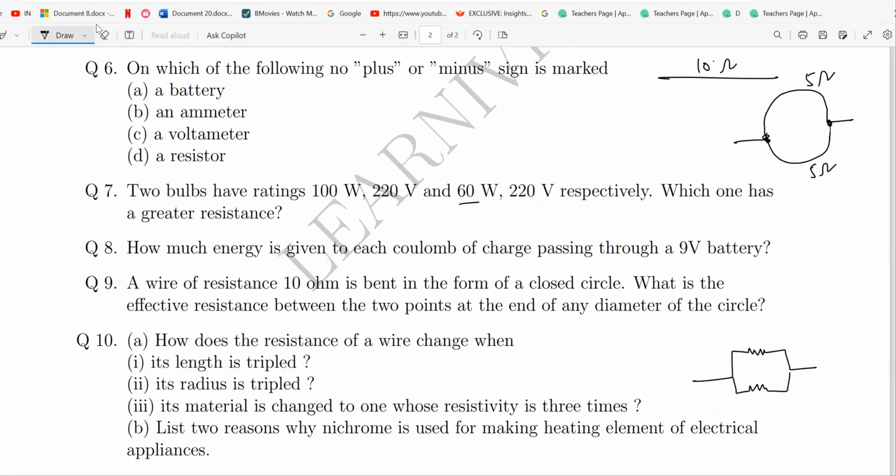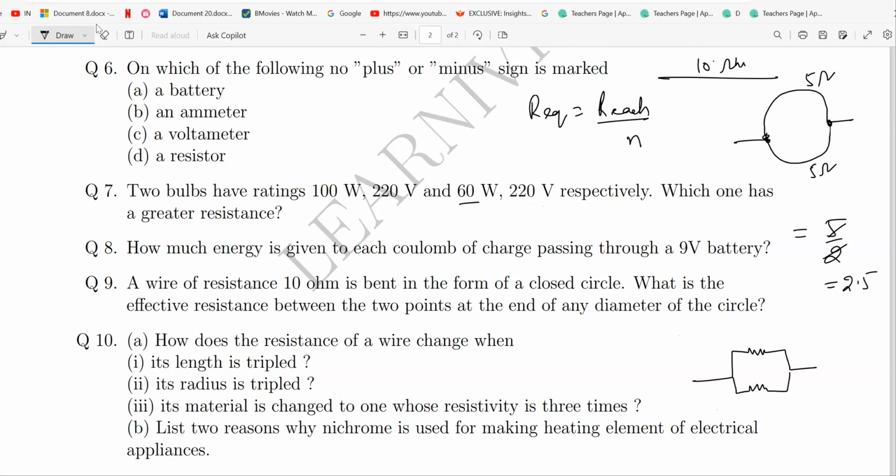Got it? So here, if you take out the equivalent resistance, R equivalent in parallel is equals to R each, if they are the same, divided by N. So if the two resistors of 5 ohms are connected in parallel, you'll write 5 divided by 2, you will get 2.5. 2.5 ohm.